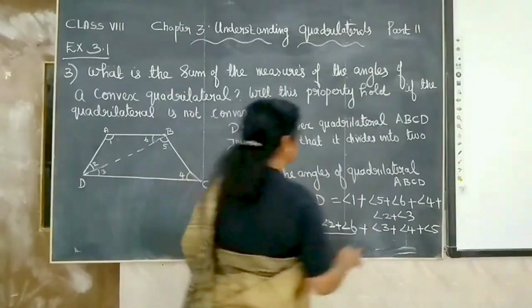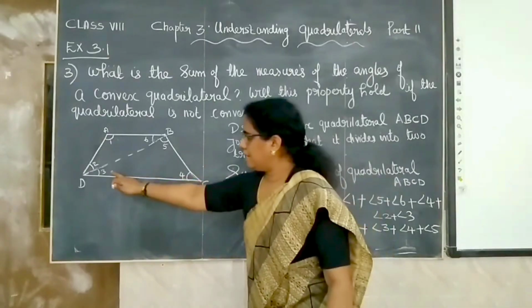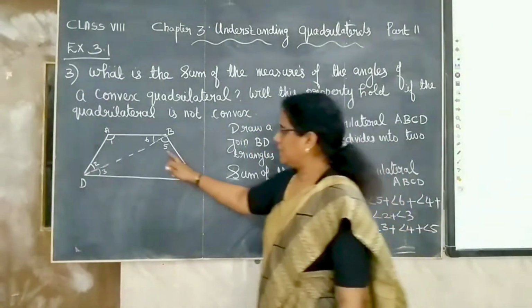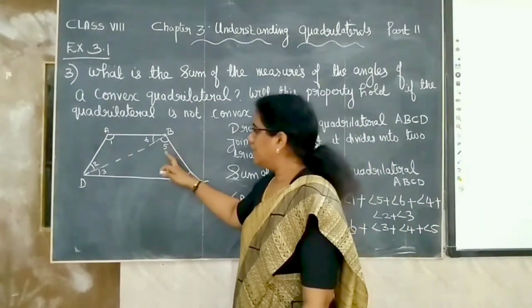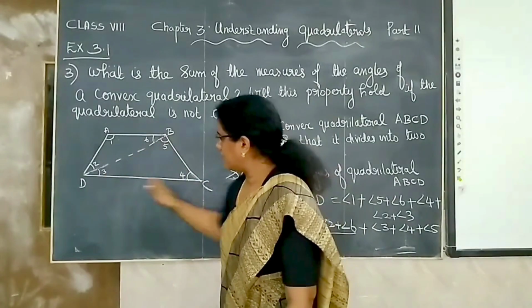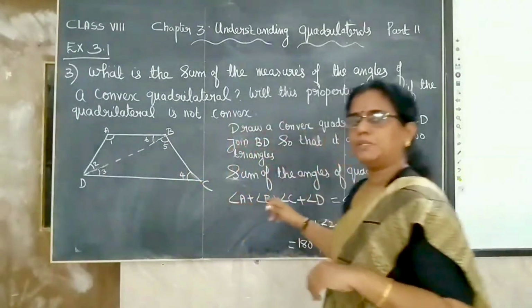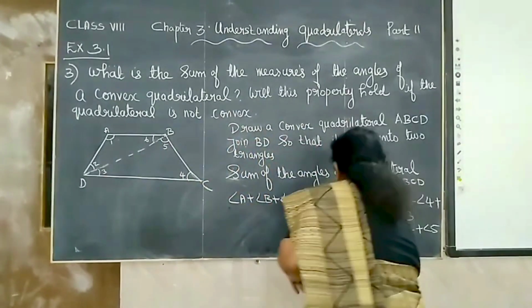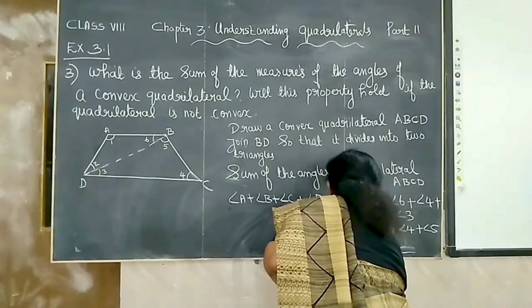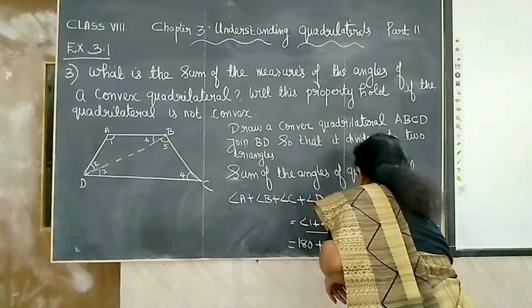Then plus angle 3 plus angle 4 plus angle 5. These are the 3 angles of this triangle. Therefore, that sum is also 180. That is the angle sum property.